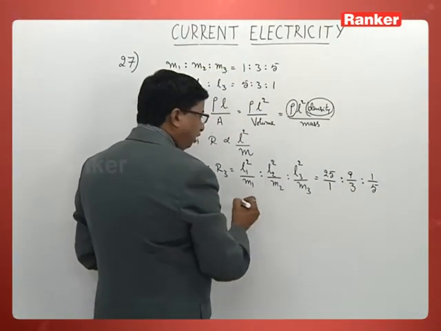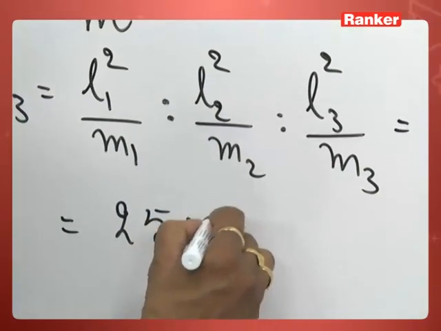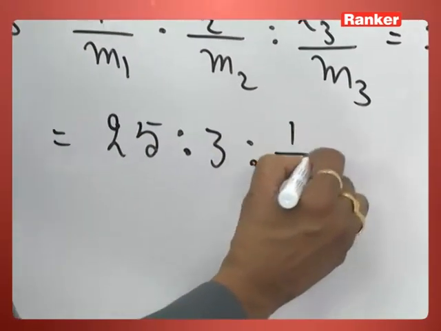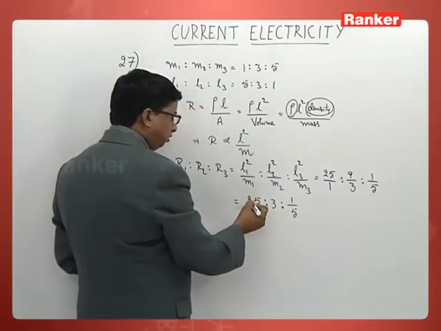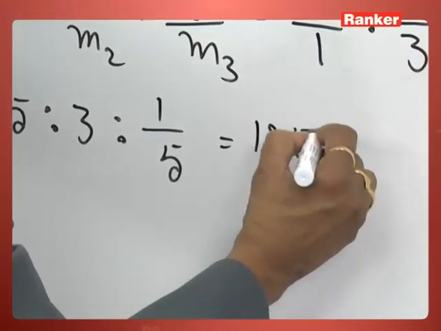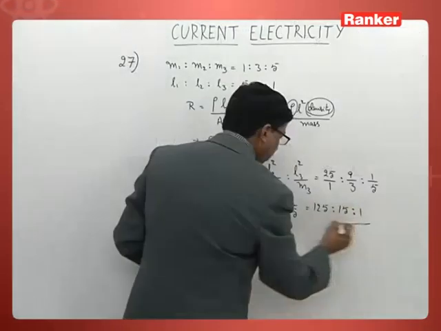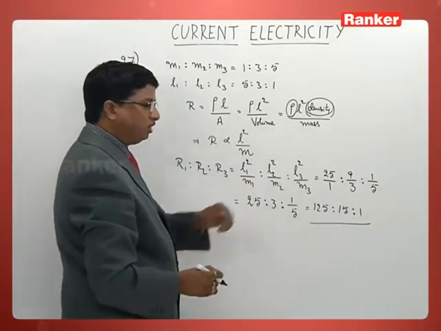Now you can rewrite the same this way: 25 : 3 is to 1 by 5. Come on, arrange this order. It's now 125 is to 15 is to 1. Just search for that option now.